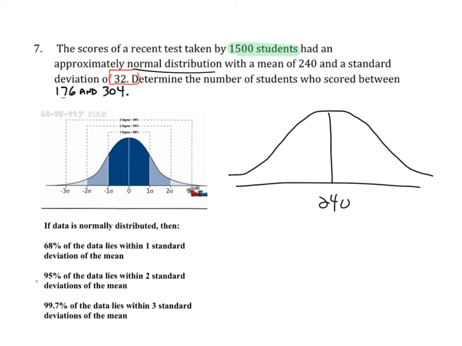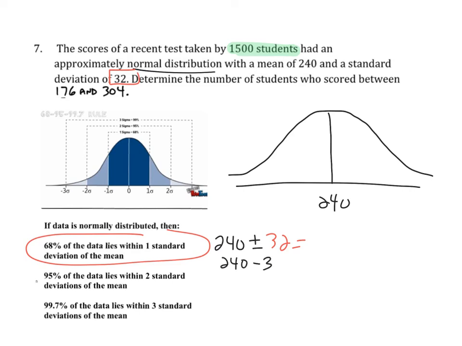So basically, if I take the mean and I add and subtract 1 standard deviation, that tells me that 68% of the scores on this test are between 240 minus 32 and 240 plus 32. So 68% of the scores are between 208 and 272. So I'll label those on my normal distribution curve.